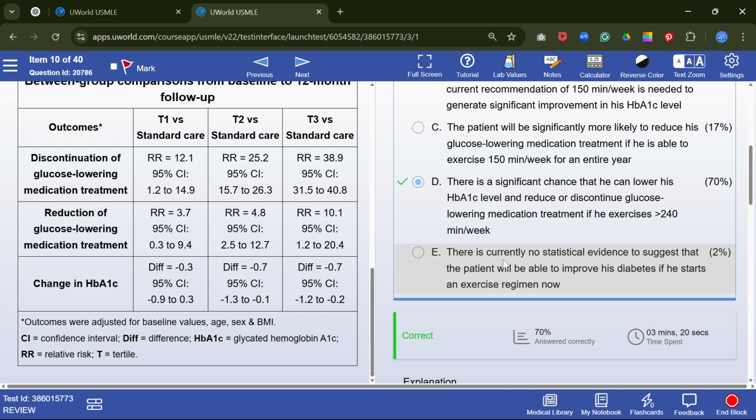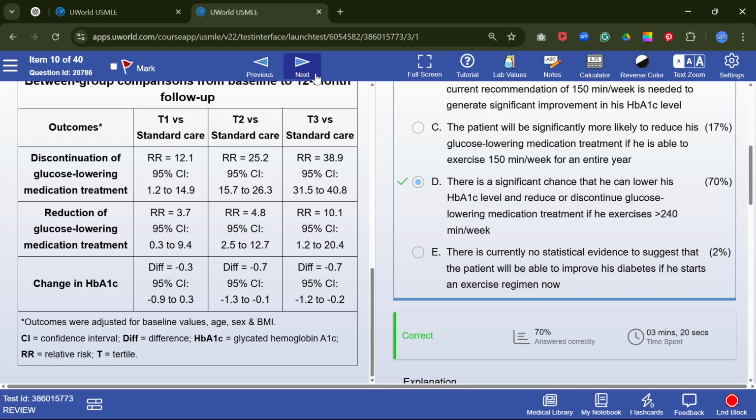So they're saying that basically, look at T2, discontinuation, reduction, A1C, all of that should be statistically significant. Now, if we look at T2, discontinuation, 25 is included between 15 and 26, and it doesn't include one, so that's good. Now reduction in T2, 4.8 is included between 2.5 and 12, and it doesn't include one, so that's good. Now we look at A1C, negative 0.7 is included between negative 0.1 and that doesn't include one, so that's true. So that's why D is true. Does it make sense? Yes.